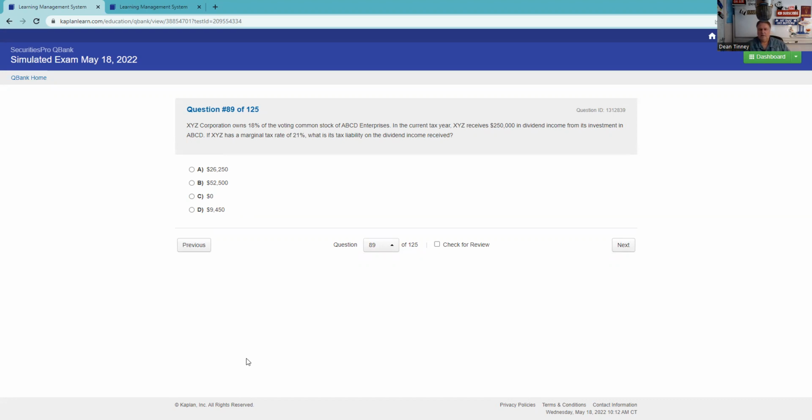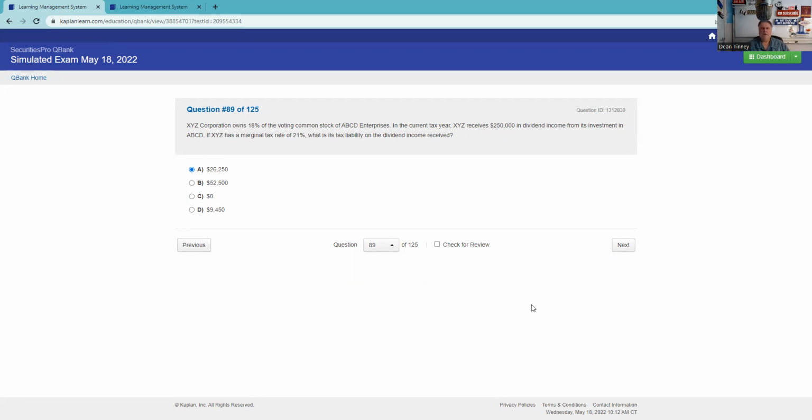What is the tax liability on the dividend income received? So I'm going to recognize that there's a 50% dividend exclusion, and I'm going to take my calculator and take 125,000, multiply that by the tax rate of 21%, and I get 26,250, and that is one of my choices.